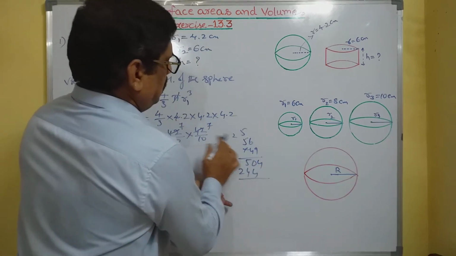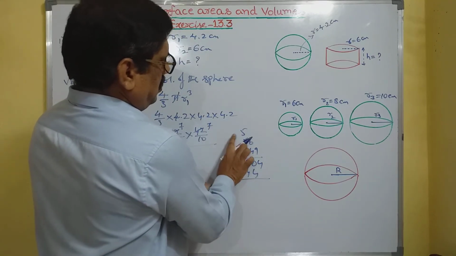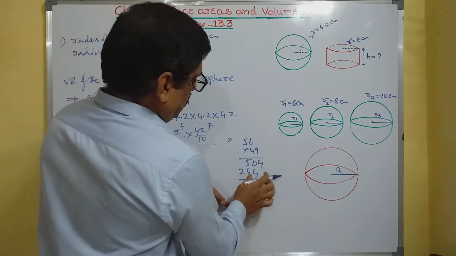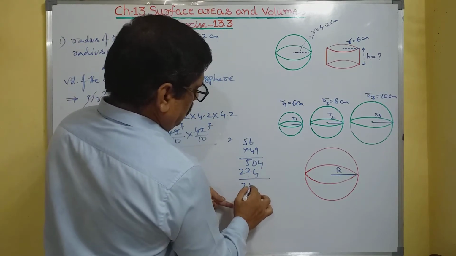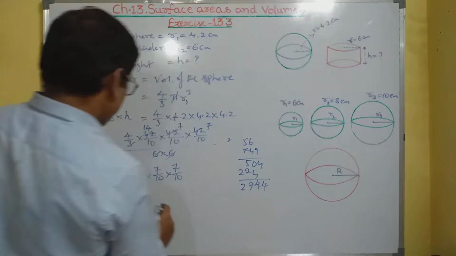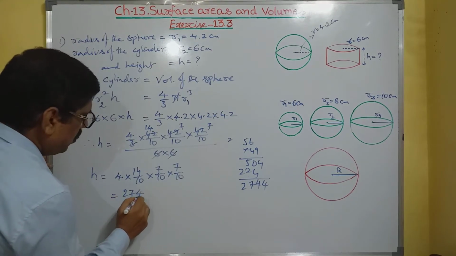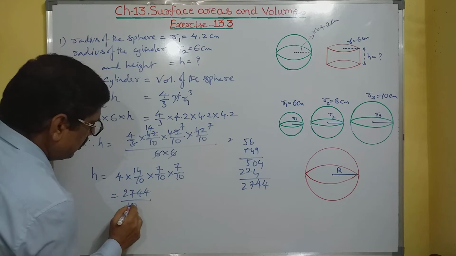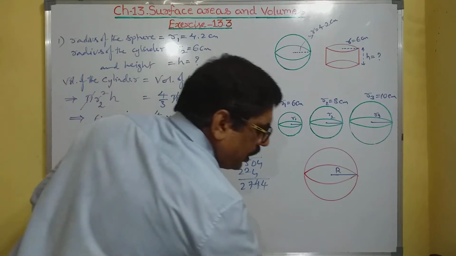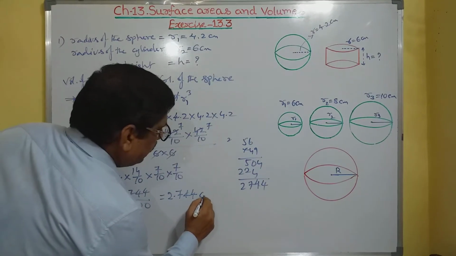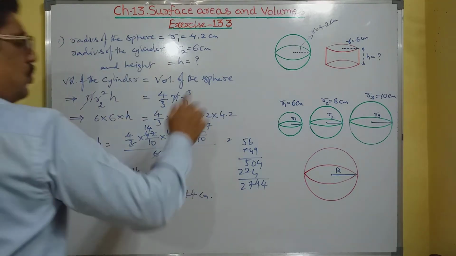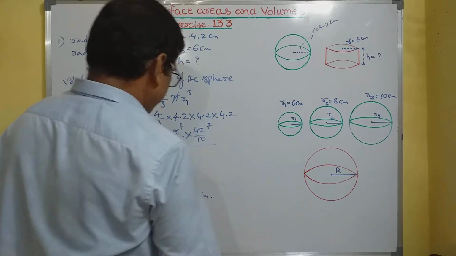So we get 2744 by 10 into 10 into 10, that is 1000. So 2.744 centimeters. So this is the height of the cylinder so formed. Did you understand? Please copy the problem.